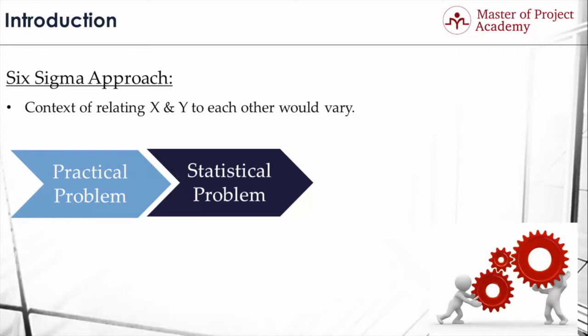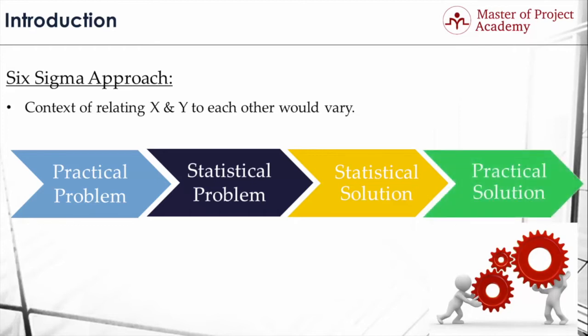The statistical problem will then be converted into statistical solution. It is the solution with known confidence or risk levels versus an "I think" solution. This solution is not based on gut feeling, it's a completely data-driven solution. A Six Sigma DMAIC project would assist you to convert your practical problem into statistical problem, and then your statistical problem into statistical solution. The same project would also give you practical solutions that aren't complex and too difficult to implement. That's how the Six Sigma approach works.